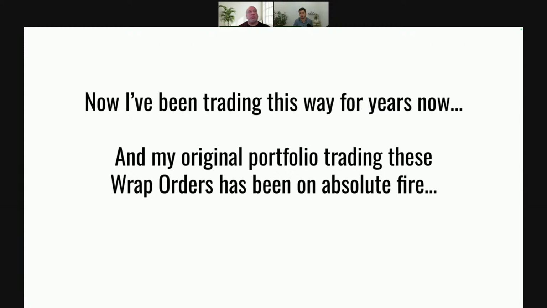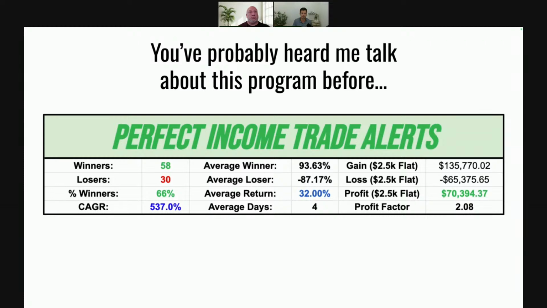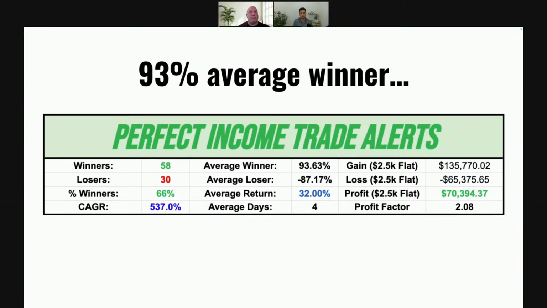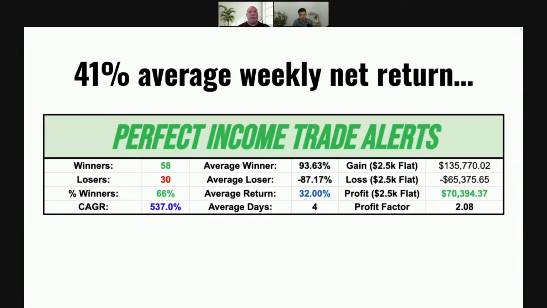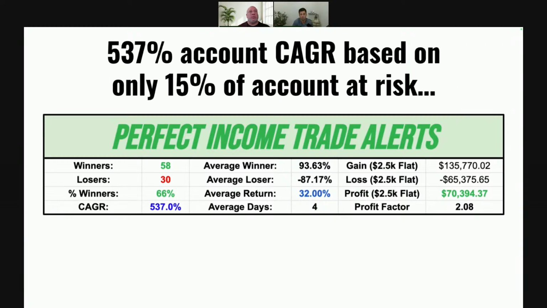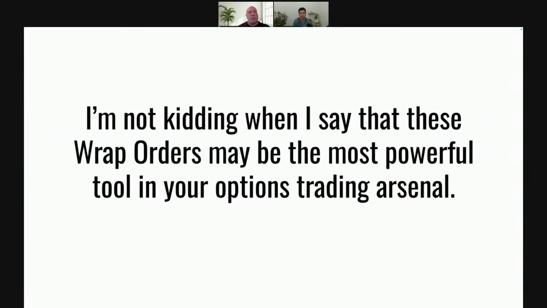Now, I've been trading this way for years now. In my original portfolio, trading these wrap orders has been awesome. You've probably heard me talk about the perfect income trade alerts before. Our average winner is right around a double, because that's what we're always shooting for. Average weekly return has been really strong. And when you compound that over a year, I mean, this isn't even that pretty of a win rate, but when you compound this risk to reward over a year, the annualized gains really look good. That's 537% based on 15% of the account at risk. So that's a huge number because of the odds we get with the wrap order.